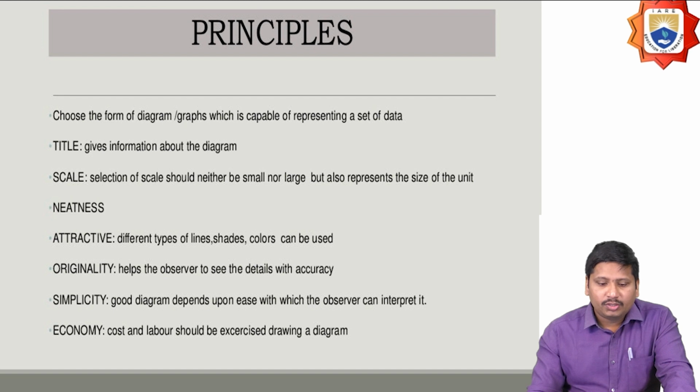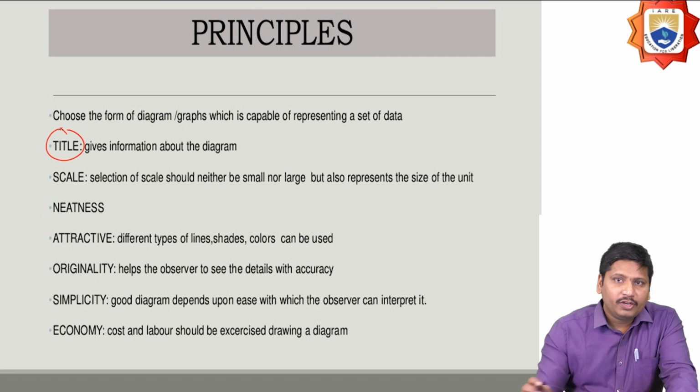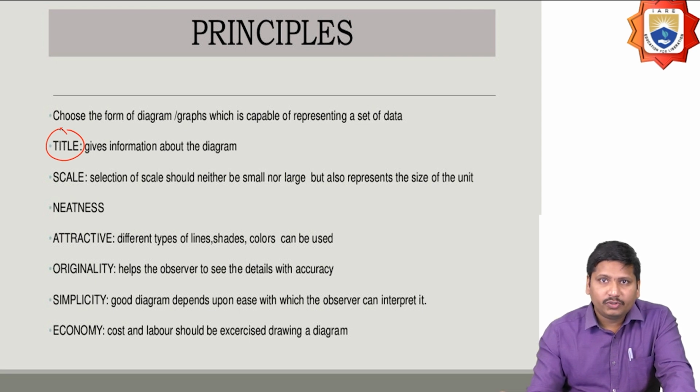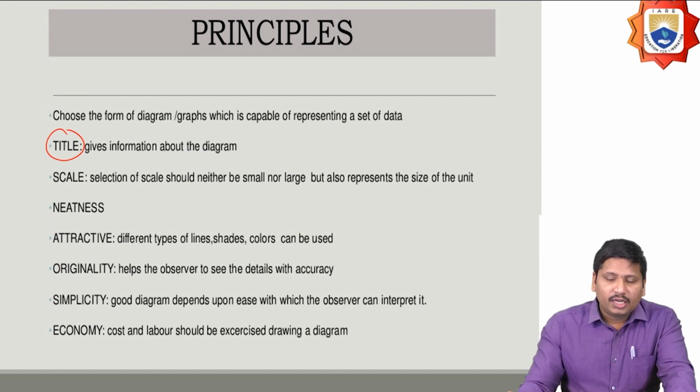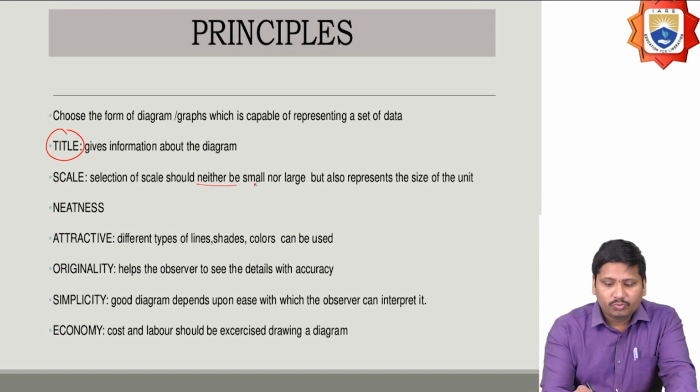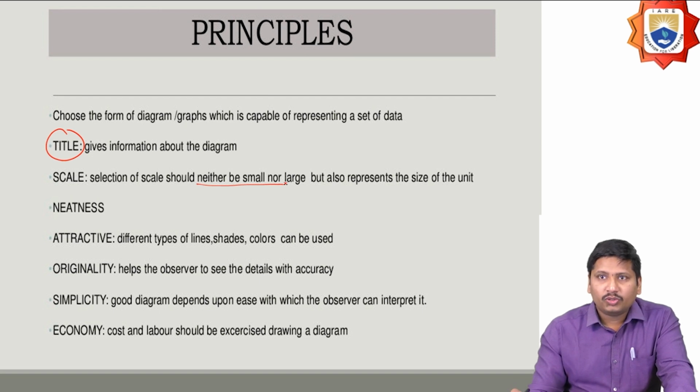And the principles: what kind of principles do we have to follow for creating a graph? Very first thing is the title of the graph, which should give information about the diagram, what it is meant for. Then the scale. The selection of scale should be neither too small nor too large, but should represent the size of the unit. And neatness should also be good and attractive.